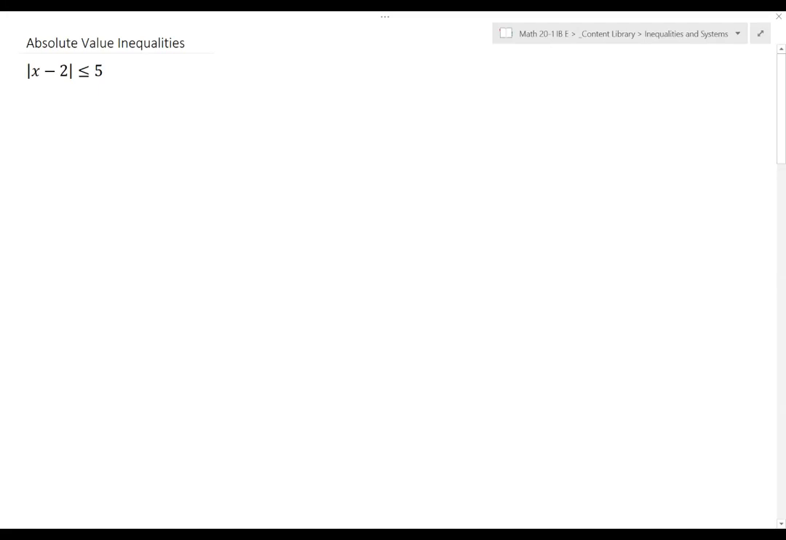Hi everyone. In this video, we're going to be looking at solving absolute value inequalities. This is similar in a lot of ways to how we were solving other types of inequalities, and of course, it has a lot of the same characteristics as solving an absolute value equation. In fact, we start there.